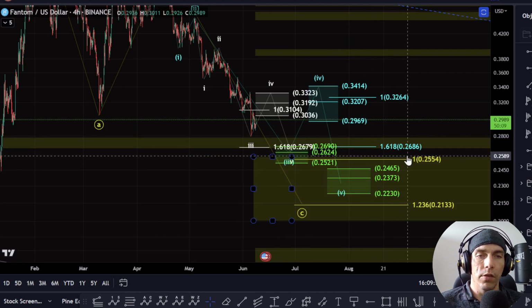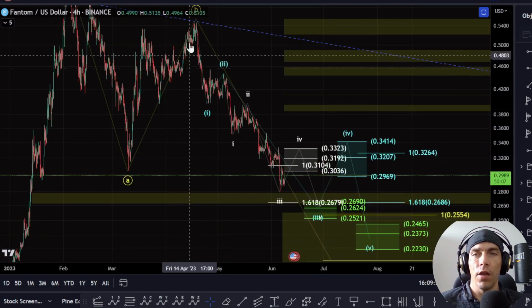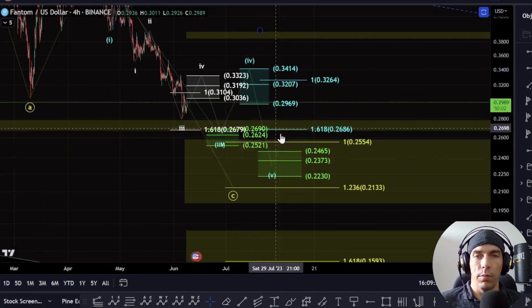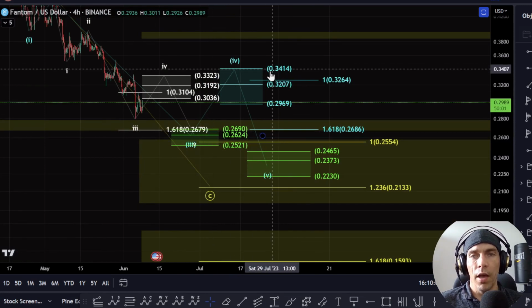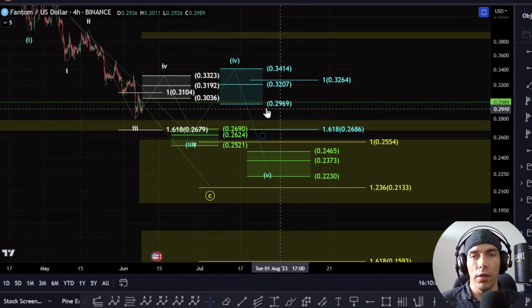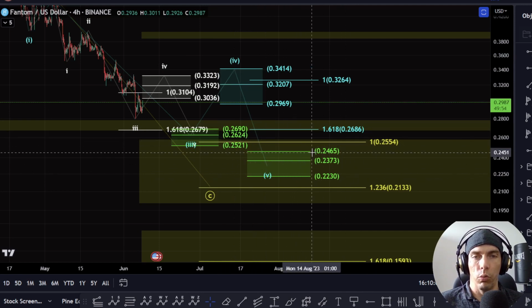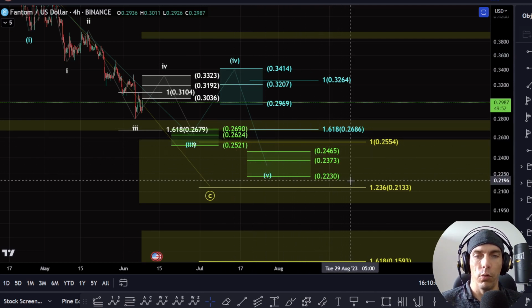Breaking below this 26.86 would be 1.618 of this teal marked count here. So what I'd be looking for then is the potential that we could see an additional fourth wave up into the zone of this 34.14 to this 29.69, and then an additional fifth wave looking to bring us down towards this 24.65 to this 22.30.